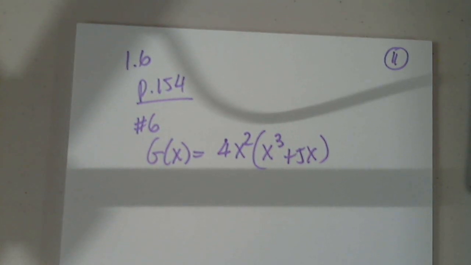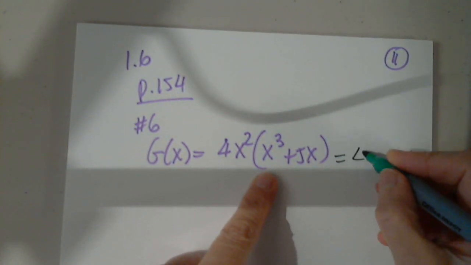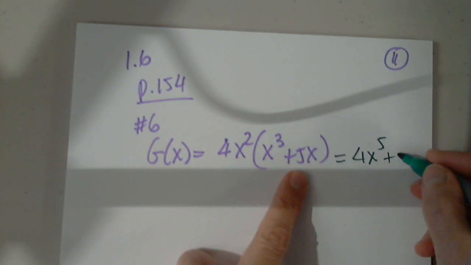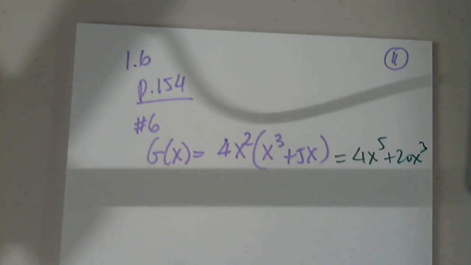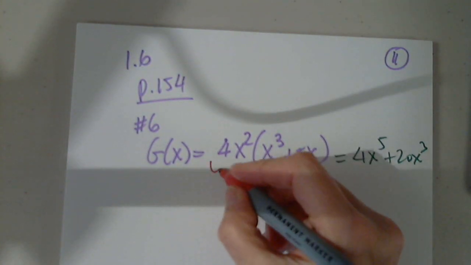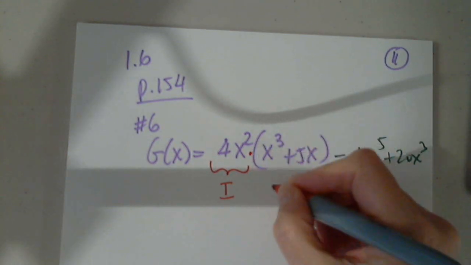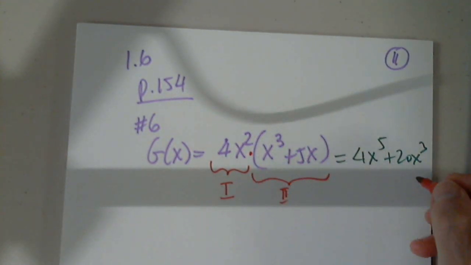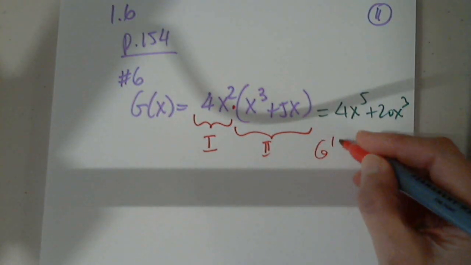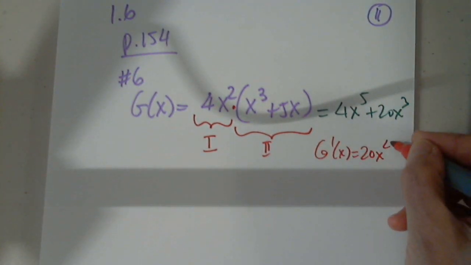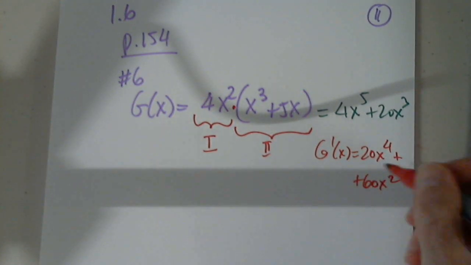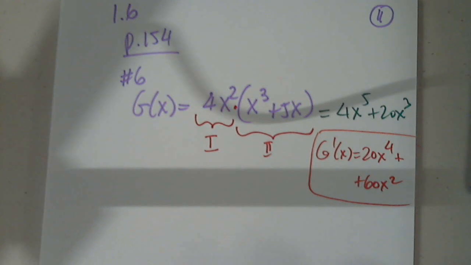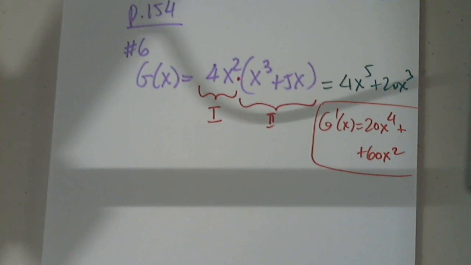And if somebody says, why are you using the product rule? Just simply distribute. 4x squared times x cubed is 4x to the 5th. 4x squared times 5x is 20x cubed. And you're done, and just differentiate. True. But we want to practice the product rule, and you'll see why very soon. So this is function 1 that is multiplied by function 2. We are not going to distribute. g prime will be 20x to the 4th plus 60x squared, and we're done. We have the answer. But we need to practice the product rule.